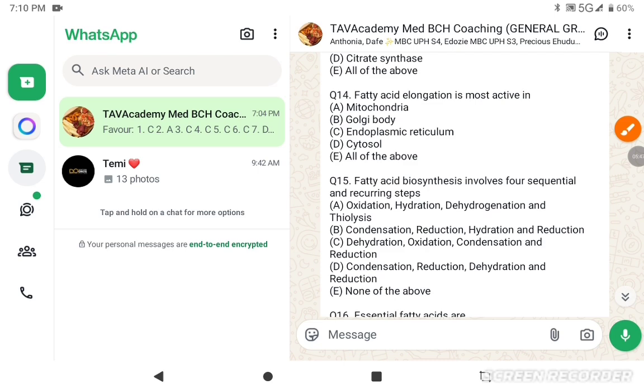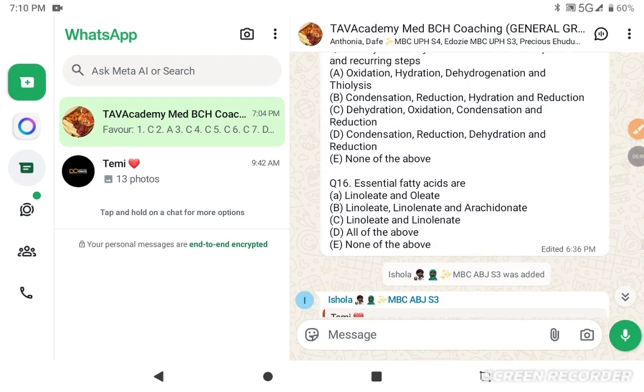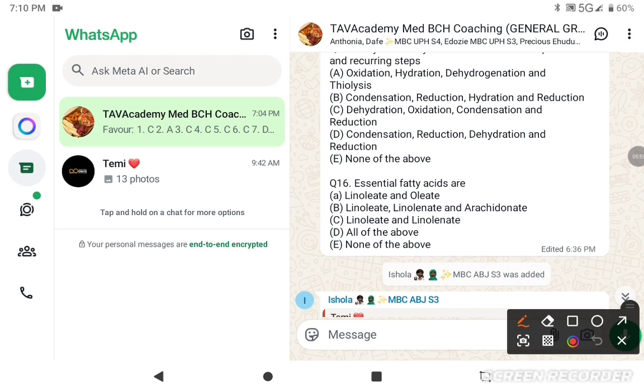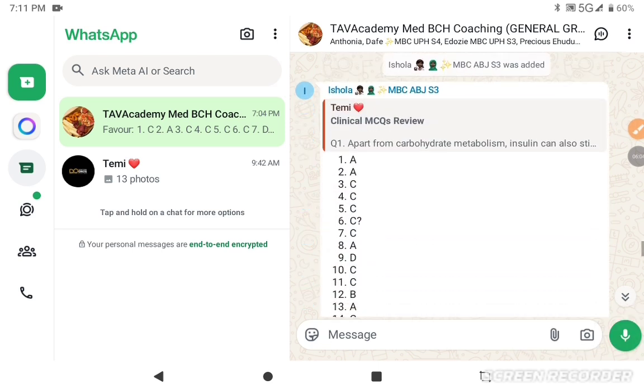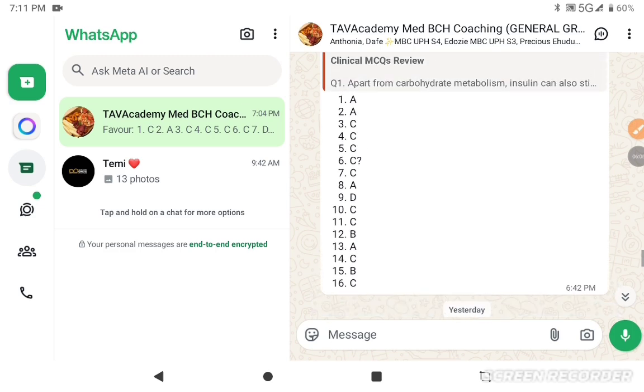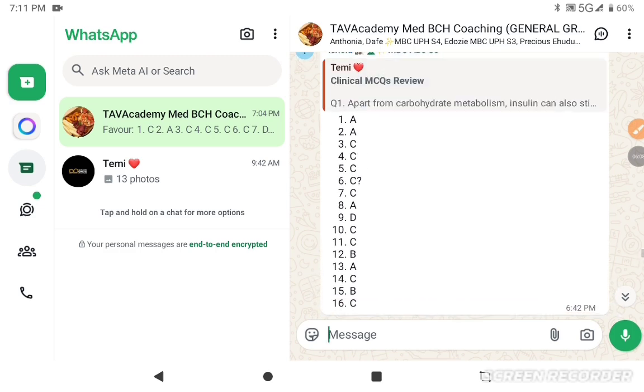Now to the last question, question 16. Let me do that again. Essential fatty acids are linoleic and linolenic, so that's option C. So that's the correct answer for this now. So let's see what you guys scored. This is Shola's zone. Shola, you tried, but you had about 10 questions correct. I'll mark the rest soon.